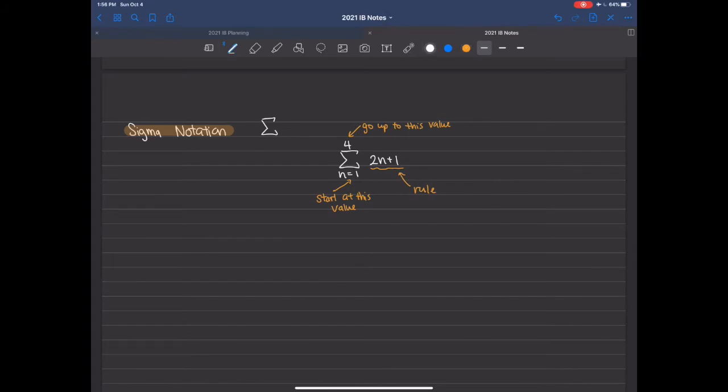So what this actually looks like is, well, we are going to let n equal 1 at the start. So that would look like 2 times 1 plus 1, because our rule is 2n plus 1, so I started out by plugging 1 into the formula. But this is a sigma, so it tells us that we are summing, so we're going to add to that 2 times 2 plus 1, and you should move all this over.